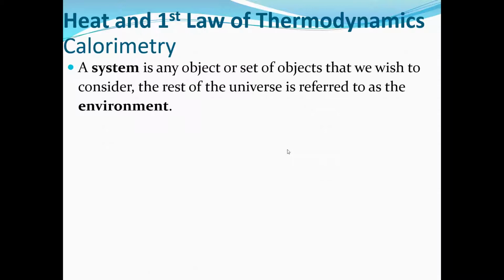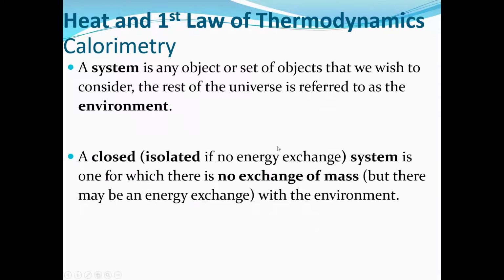So, for example, when you're sitting in your car, if we're going to be looking at you and the car, that's a system, and we're going to ignore everything else. The rest of the universe outside of that system is referred to as the environment. So the system is just what we're looking at, and the environment is everything else. Now, there are different types of systems.